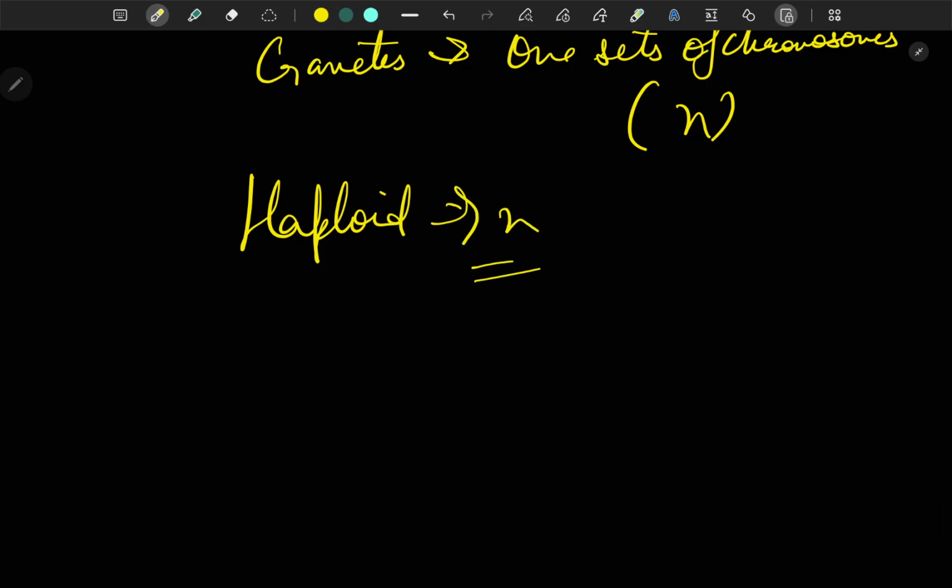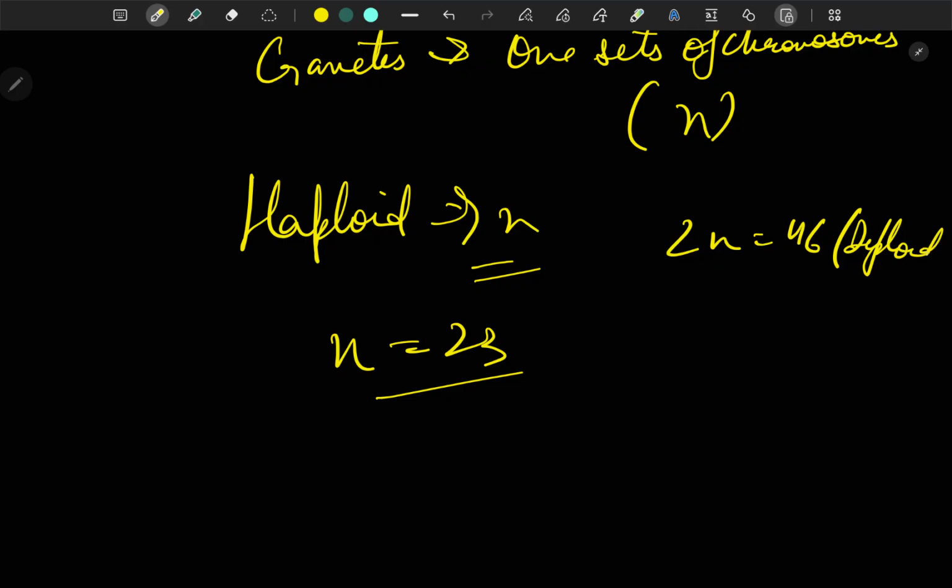Diploid is 2n, which equals 46. Haploid is n, which equals 23.